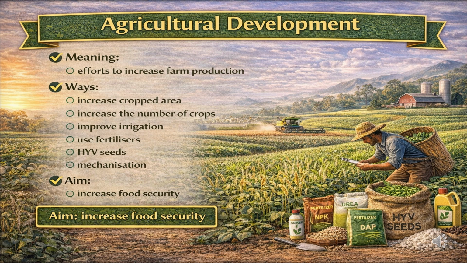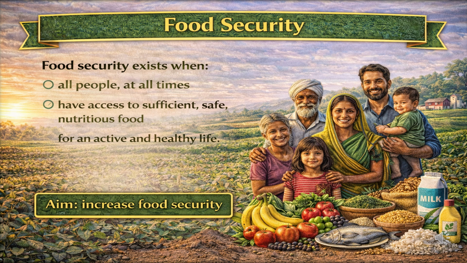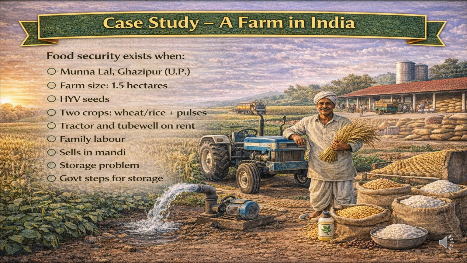Now we come to agricultural development. It means efforts to increase farm production. This can be done by increasing cropped area, growing more crops, improving irrigation, using fertilizers, HYV seeds, and machines. The main aim is food security. Food security exists when all people at all times have access to sufficient, safe, and nutritious food for an active and healthy life.